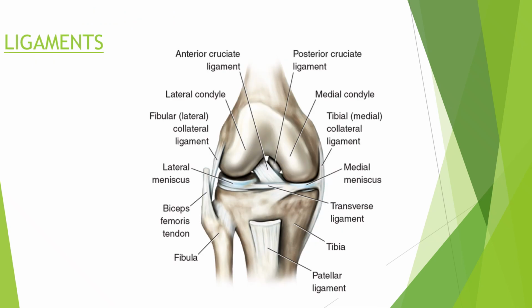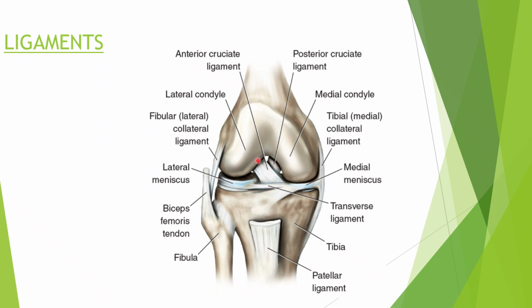The ligaments of the joint are the fibrous capsule, the ligamentum patellae, the tibial collateral ligament, the fibular collateral ligament, the cruciate ligaments, and the menisci.